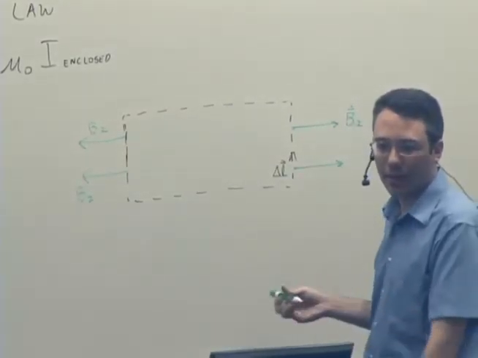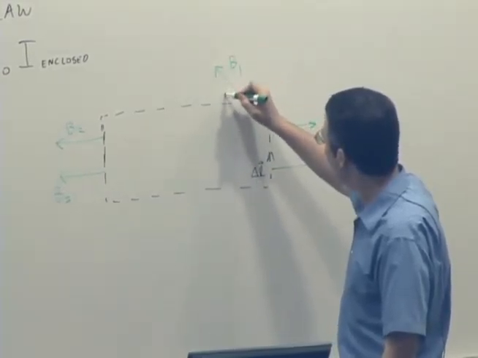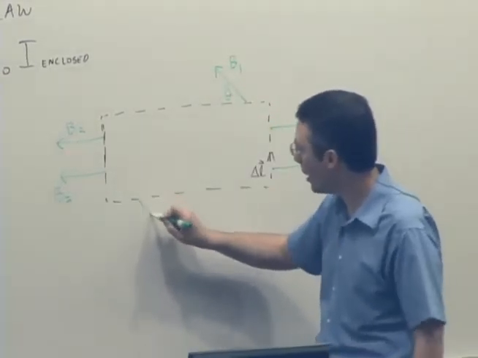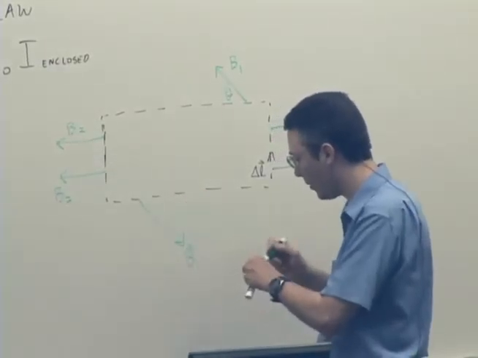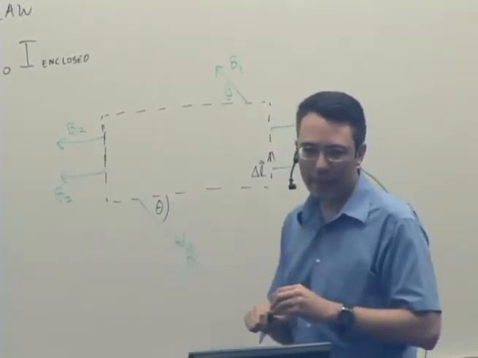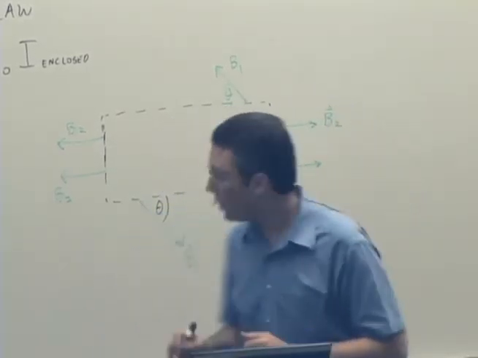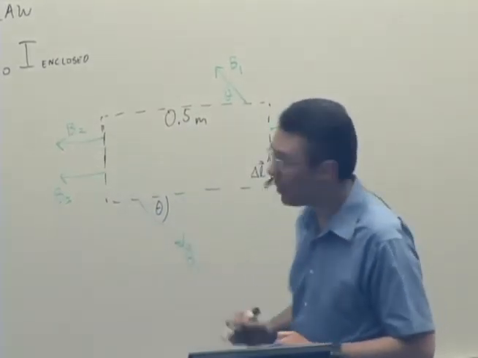And on the top, we have B1 making an angle theta with our path, and then on the bottom, B1 is in the opposite direction, but it still makes an angle theta with the path. And let's see, the width is 0.5 meters, and the height was 0.2 meters.